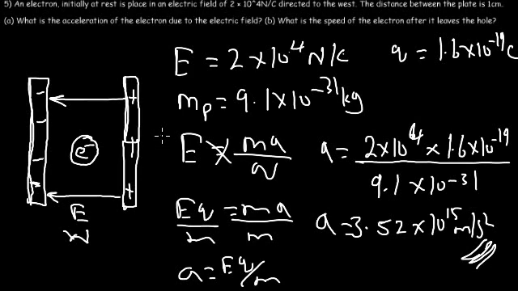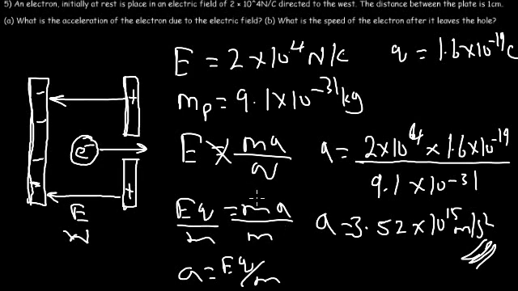So part B: what is the speed of the electron after it leaves the hole? It turns out that we will need a hole through which the electron emerges out of the electric field, so we need to leave a space at this region. When the electron begins to move, it's going to move this way. Perfect. Now, let's calculate the speed.